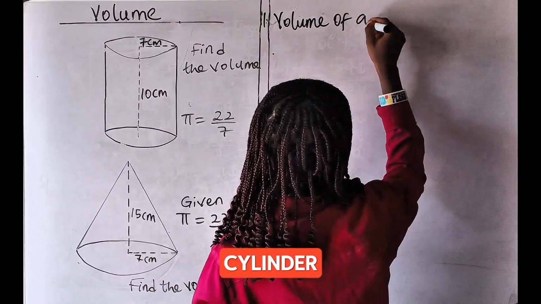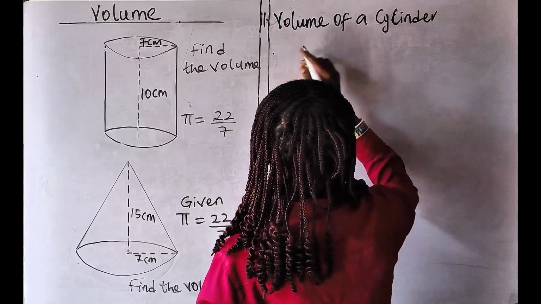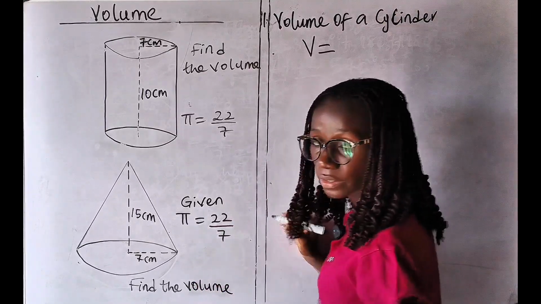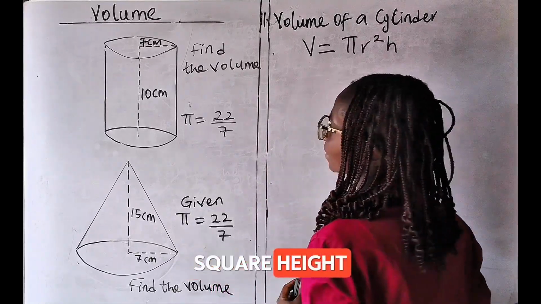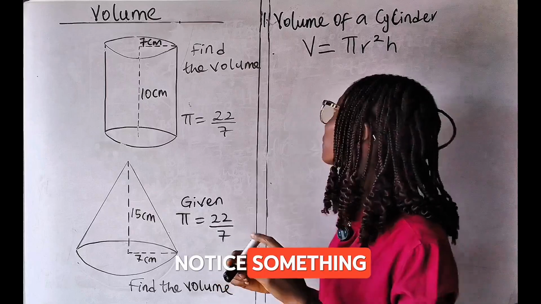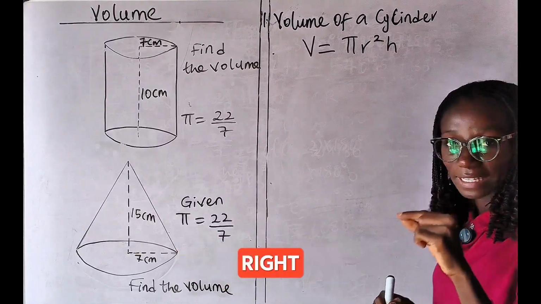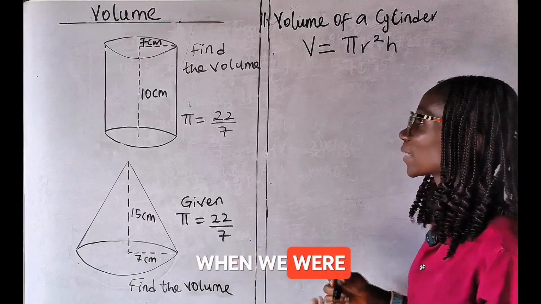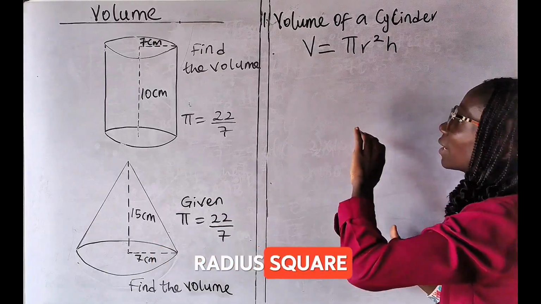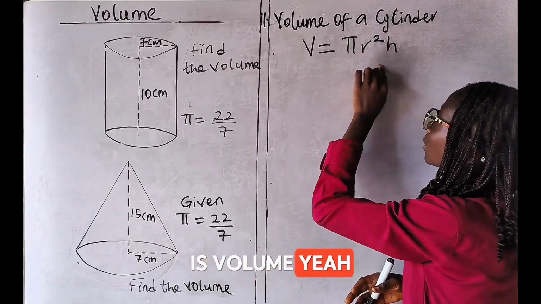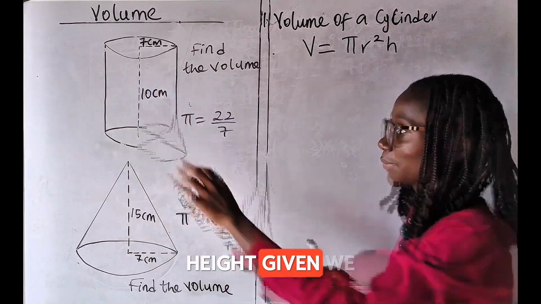Volume of a cylinder. The volume of a cylinder, we can write this as V. The volume of a cylinder is simply pi radius square height. Notice something. If we remove this h, what do we have here? Pi radius square, right? And you could remember, when we were talking about circle in my previous video, I told you that the area of a circle is simply pi radius square. But now this is volume. The only difference between this and that of the area of a circle is the height given. We have a height given here.